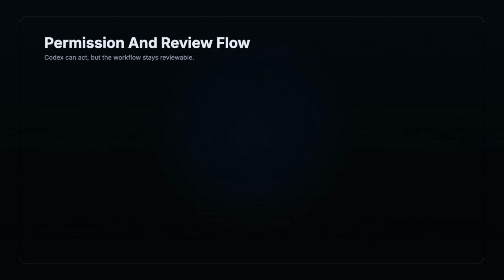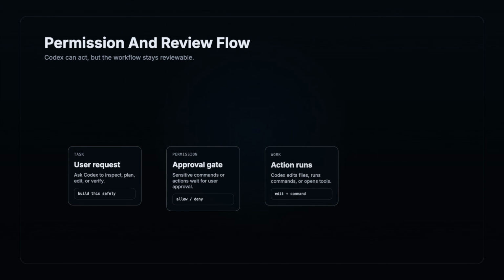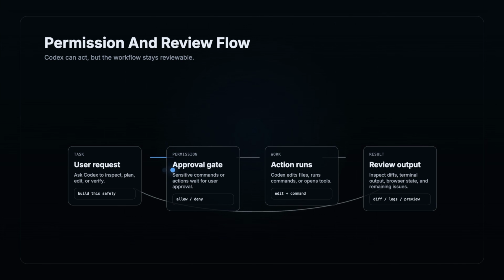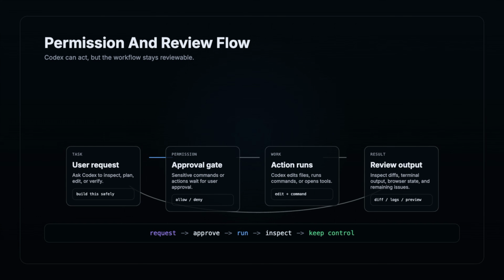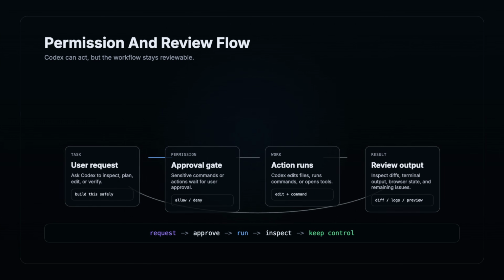Permission flow is also important. Codex should never feel like a black box that silently changes everything. As soon as it finishes running commands, editing files, or taking an action that matters, you can always inspect what it's doing, approve the right actions, and keep control over the project.